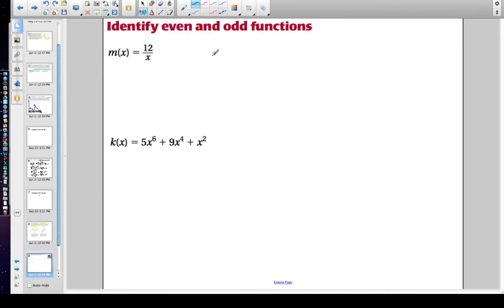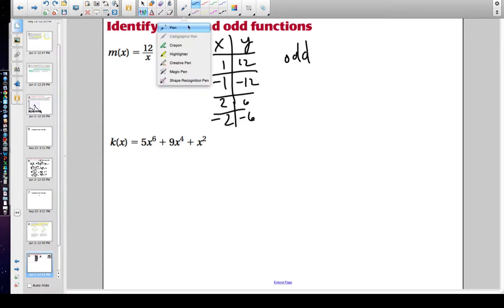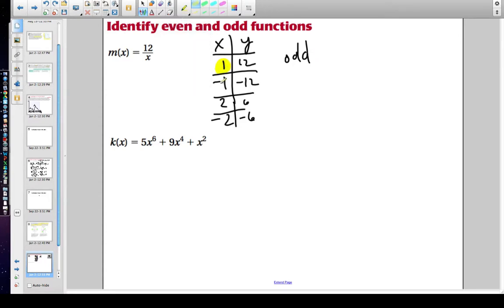So if I want to check these, right, let's do 1 and -1, 2 and -2. Right? That'll give me a sense of what's going on. So when I have 12 divided by 1 is 12. 12 divided by -1 is -12. 12 divided by 2 is 6. 12 divided by -2 is -6. So you see, this would be an odd function. When I put in opposites, 1 and -1, I get opposites for outputs.